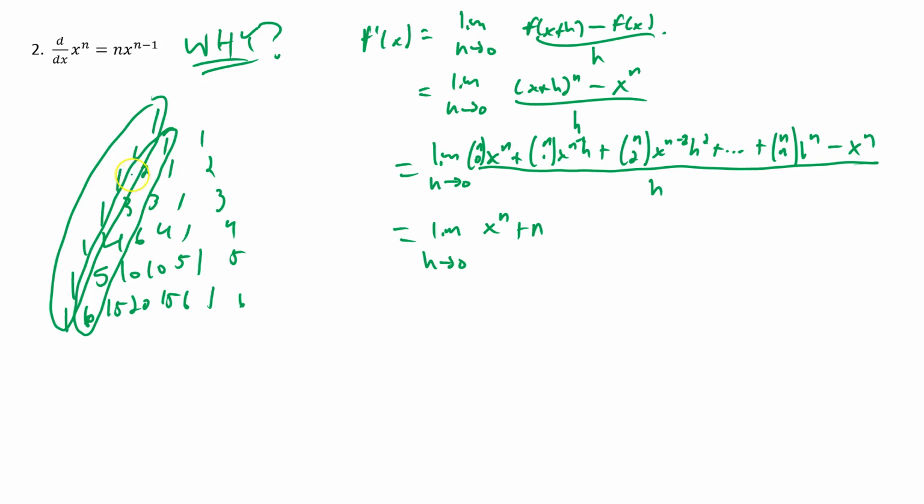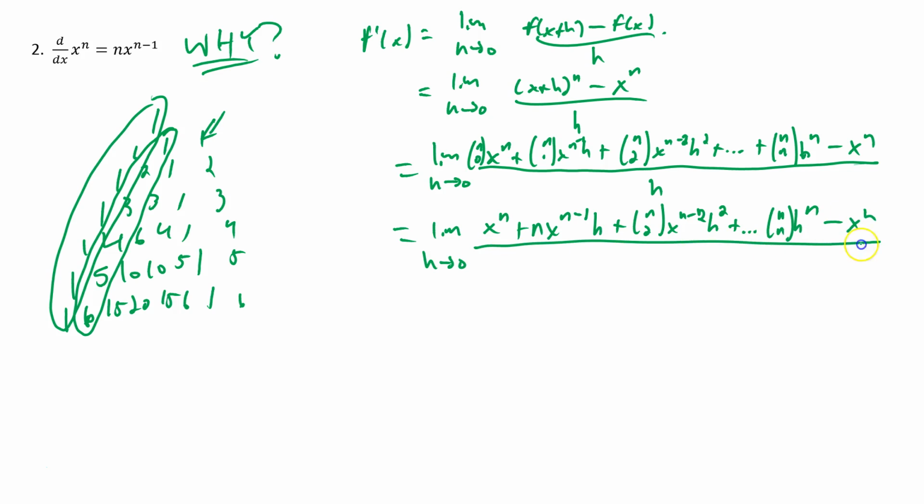So this is just going to be n, always. The nth row just gives you the number n. So n x to the n minus 1 times h. Now n choose 2 is harder, right? With n choose 2, we start to have weirder numbers. 6 is in the 4th row, 10 is in the 5th row. I don't know what that is, so I'm just going to leave it as n choose 2, x to the n minus 2, h squared. And then we go all the way to n choose n, h to the nth power. Minus x to the n, over h. My n's are starting to look like h's, sorry.